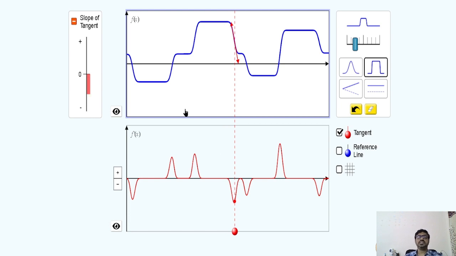So from here you can understand that f dash of x, which is the derivative of the function f of x, is equal to the slope of the tangent. That is the graphical meaning of f dash of x. That's what I want to bring to your understanding in this particular video.